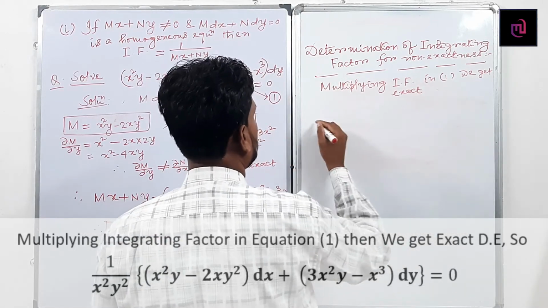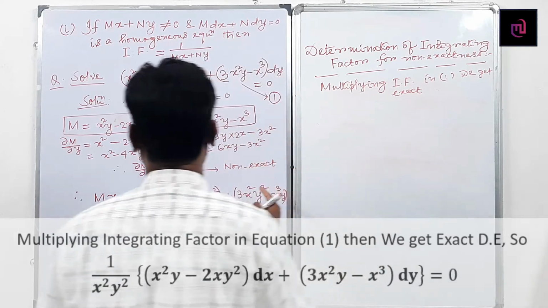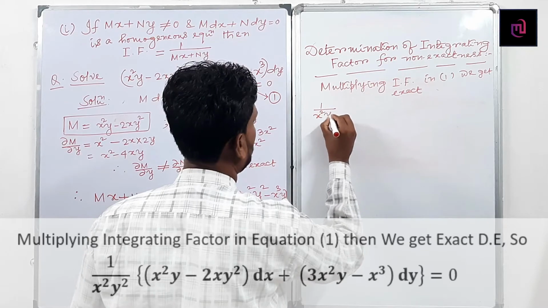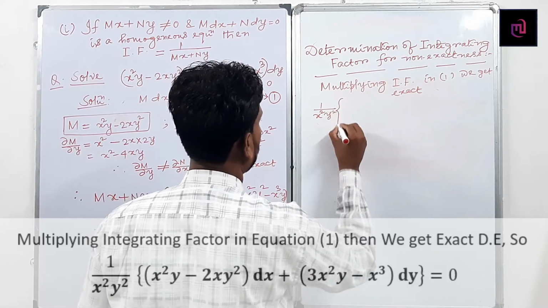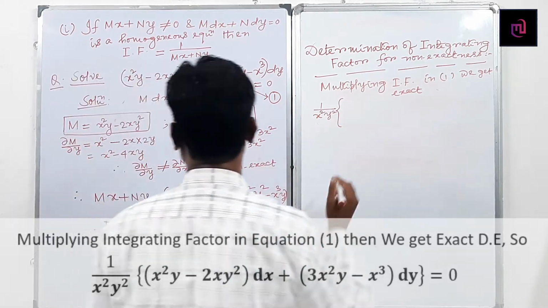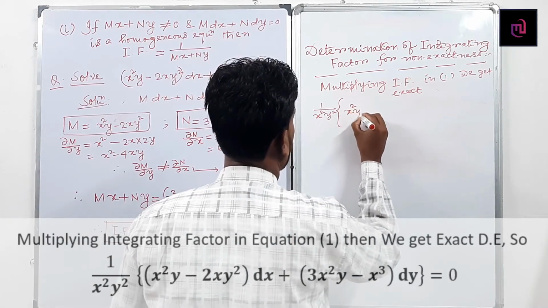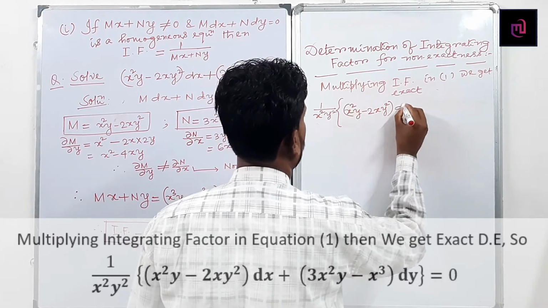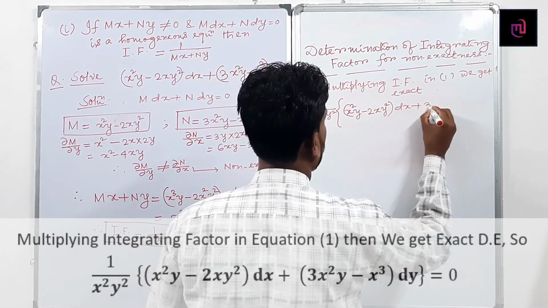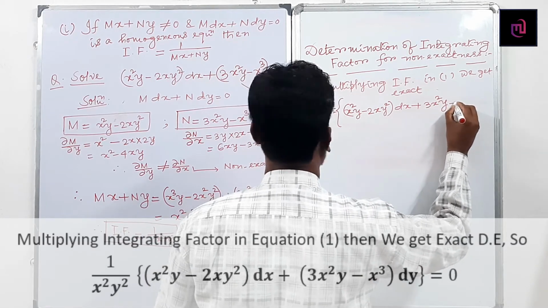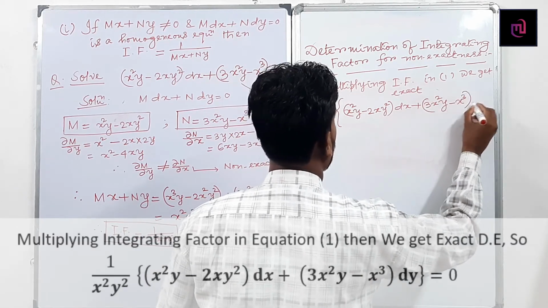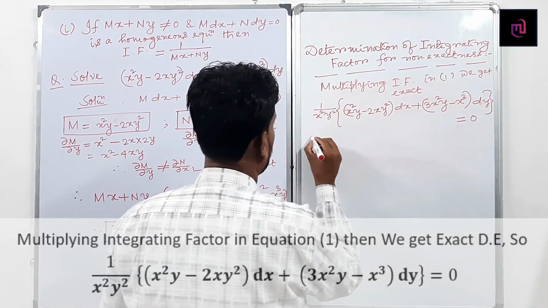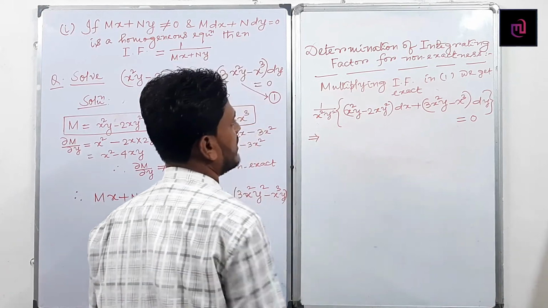Therefore, multiplying by the integrating factor 1 by x square y square, the equation becomes 1 by x square y square into (x square y minus 2x y square) dx plus (3x square y minus x cube) dy equals to 0.